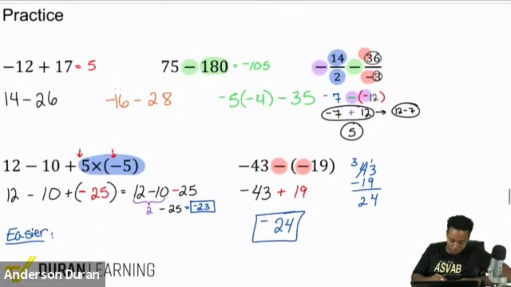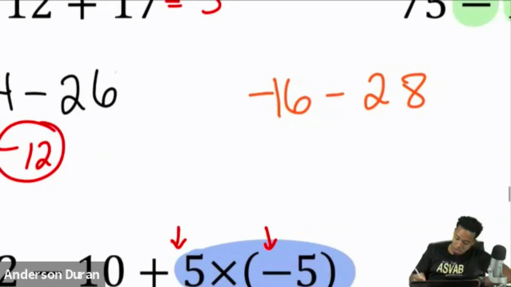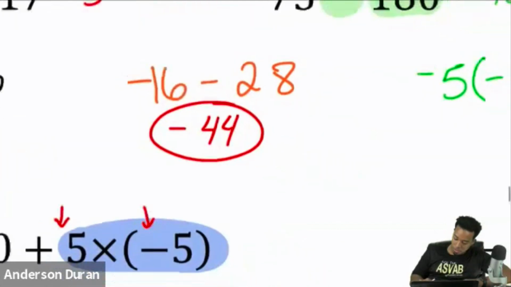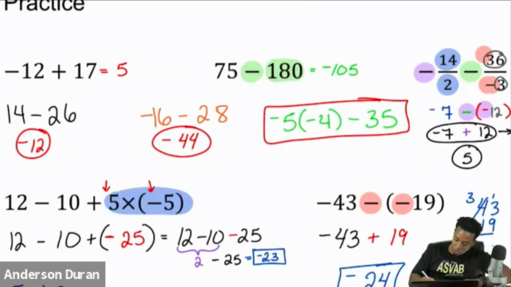And so for these last ones over here, the 14 minus 26, negative 12. Here, negative 16 minus 28. They're both negative, so we're basically adding them and then keeping them negative. So that's going to give us a negative 44. And then lastly, for this one, let me just zoom out a little more. For this big old green blob over here, let me just move it over so it doesn't get in the way of someone's screenshot. So we're going to have the negative 5 times the negative 4. That's going to give us positive 20. Then when we subtract the 35, that's going to give us negative 15 right there.